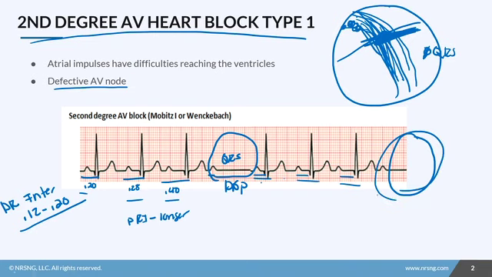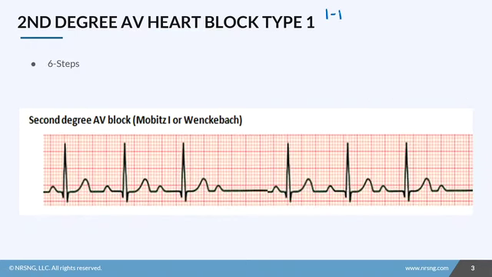Let's break down the characteristics a little further and do the 6-step method. Number 1, we have to look at the rhythm and find out if it is regular or irregular. From here to here, we have about 21, 22 boxes. From here to here, we have about the same, about 21 boxes. So our rhythm is regular. However, when we dropped a QRS, we have about 37 boxes from this R wave to this R wave. So our rhythm is regular, but it is irregular when our QRS is dropped.